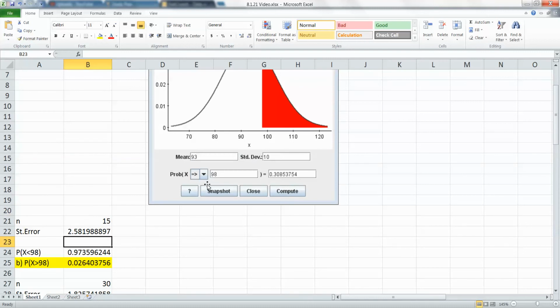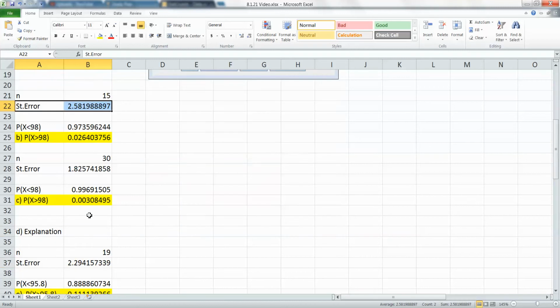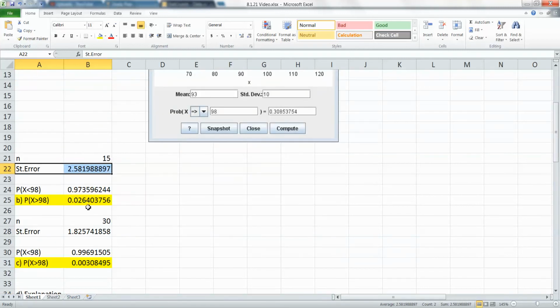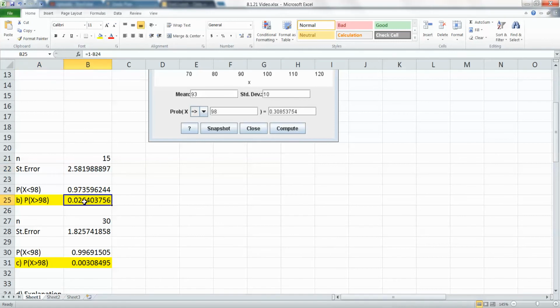Okay, and then other than that, it's pretty much the same problem. You're going to find the area on the left, but using this now as your standard error instead of 10, you're going to use 2.58. Let me go do it in StatCrunch. As you can see, oh, and then I take it away from 1 to find the other one. So this is what I think the answer to part B is.